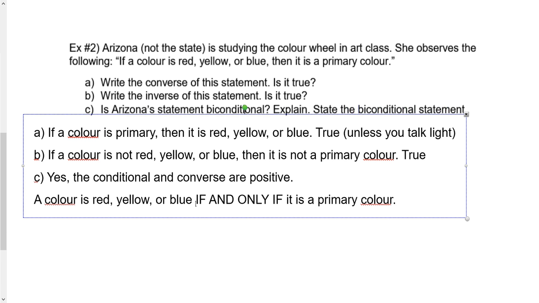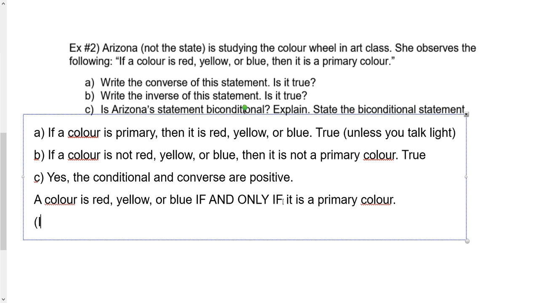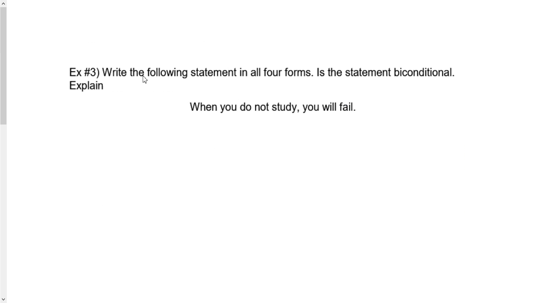Just as an FYI, another way that this can be written in math speak is like this. Instead of just that double-sided arrow, sometimes they'll use this one, but that's just an extra bit of information. I think that we have one last example. Write the following statement in all four forms. Is the statement biconditional? And we'll explain. There should be a period at the end of there.